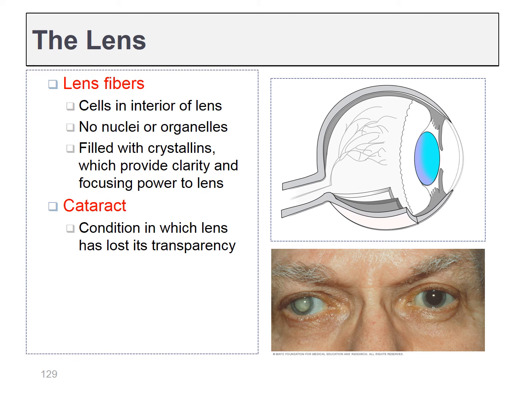The lens itself is made of cells, but cells that have completely filled up with crystalline proteins. This means there's no room left for nuclei or other stuff. Therefore, damage to the lens is very difficult to repair since most of the cells here are dead. A cataract is what happens when there is damage to the lens and it loses its transparency.